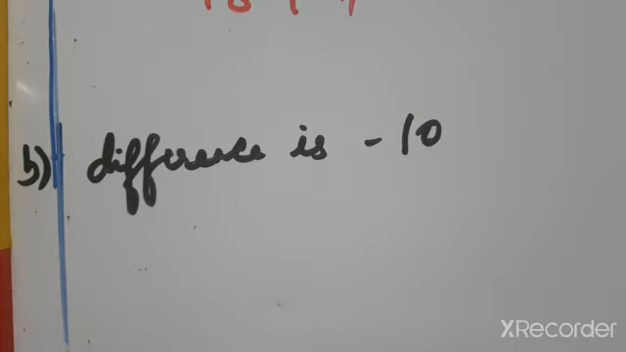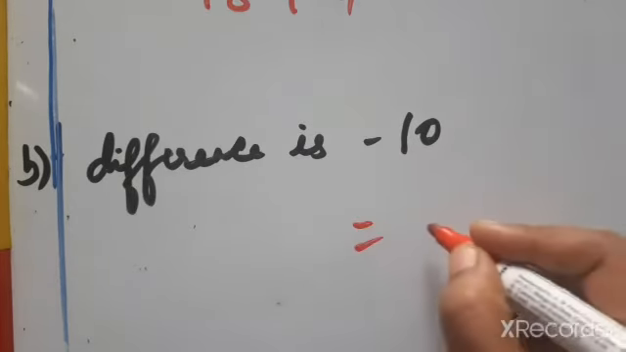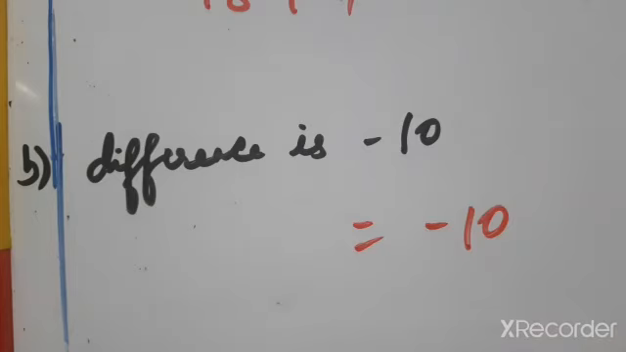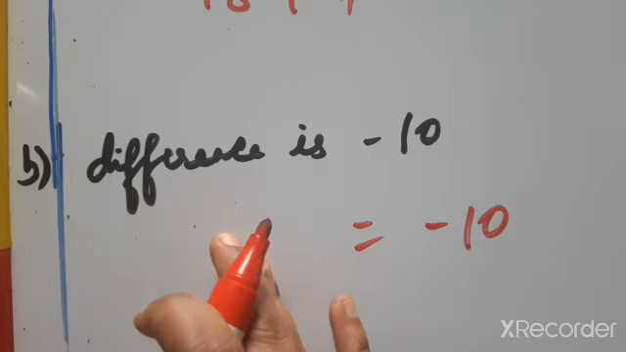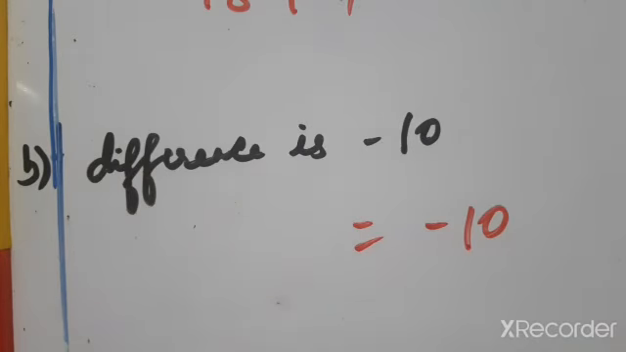Now next, B, difference is minus 10. Write down a pair of integers whose difference is minus 10. So here the answer is given on the right side, and now we have to find the left side. The right side is given, minus 10. Any two integers, after addition or subtraction, the answer is minus 10. Here we get different types of answers.